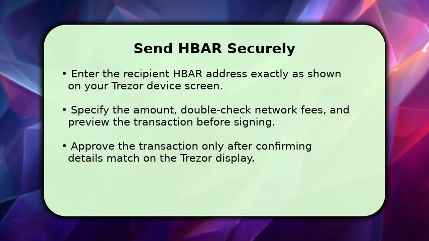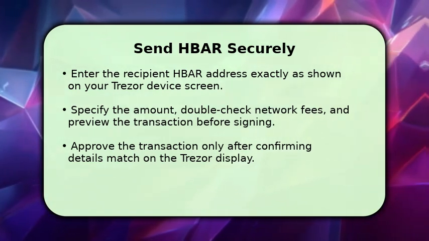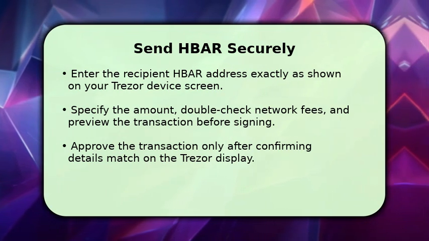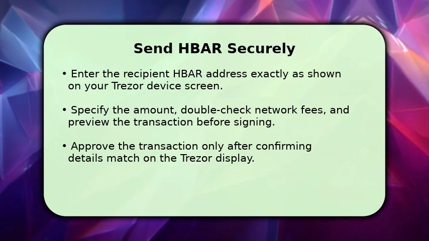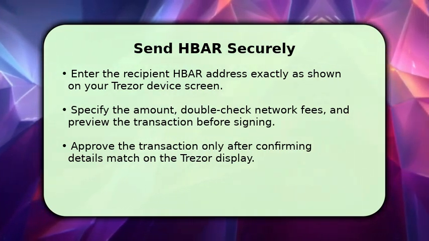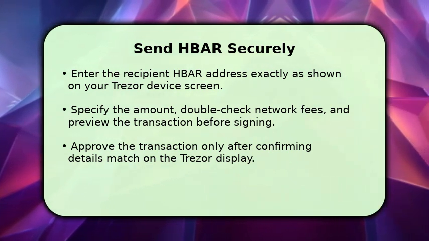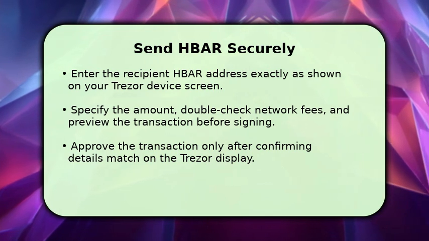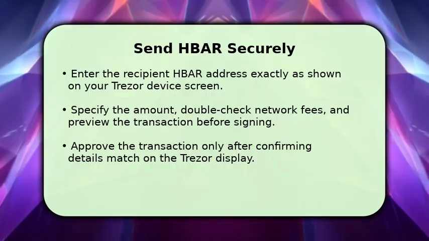Initiate a send from your wallet by pasting or entering the recipient Hbar address, then review the amount and fee fields carefully. The wallet will prompt you to confirm the transaction on your Trezor device. Read each line on the device display slowly. If anything looks off, cancel and re-verify addresses. Once you approve on the Trezor screen, the device signs the transaction and the wallet broadcasts it to the Hedera network securely.